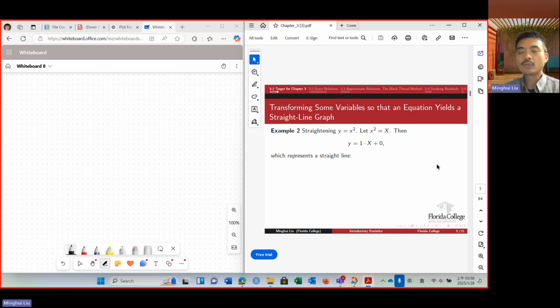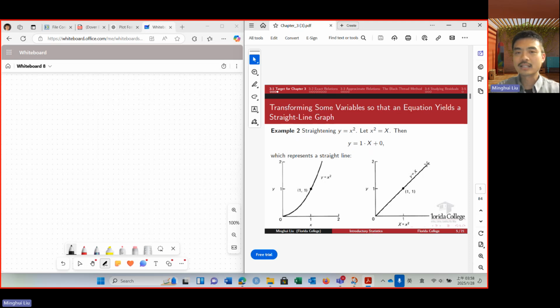However, if you introduce a new variable, let's call it a capital X, which equals small x squared, then you can write y equals 1 times the capital X plus 0. So 1 is the slope and the y-intercept is 0. Now you see the new graph of y versus the capital X becomes a straight line and it's no longer a parabola.